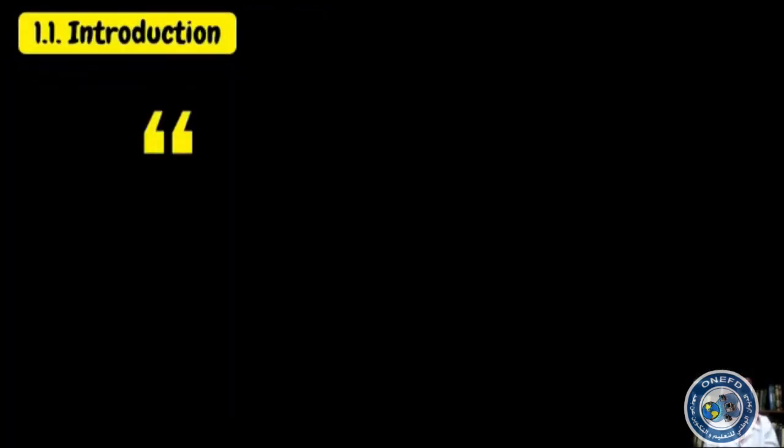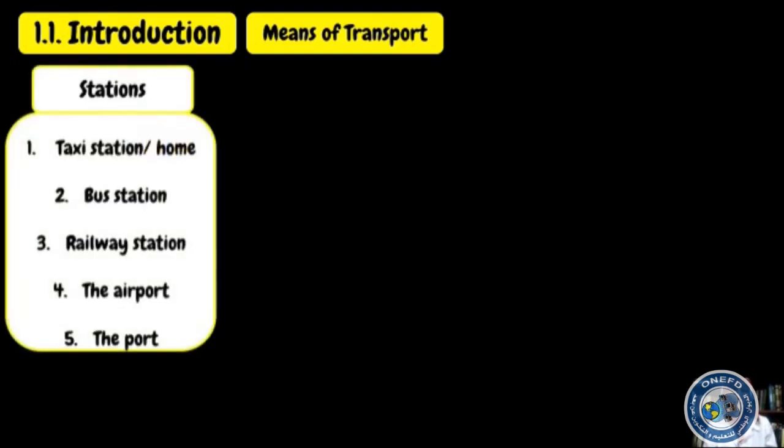So let's start with the introduction. In the introduction, we are going to describe the departure, stopovers, and final destination. So here we need to know everything about means of transport that we are going to use to travel from one place to another. So first we start with the departure. For the departure, we need to talk about the stations we are going to depart or to travel from.